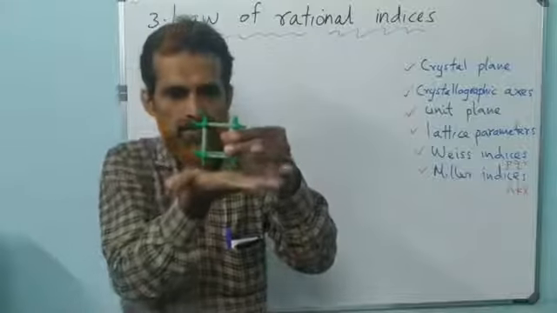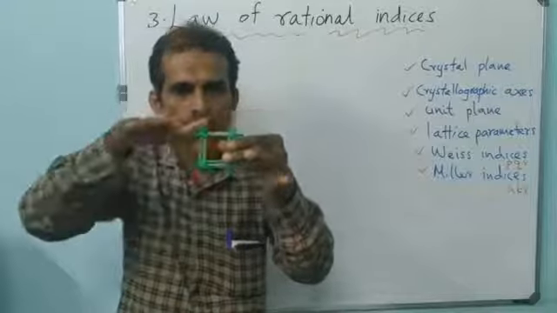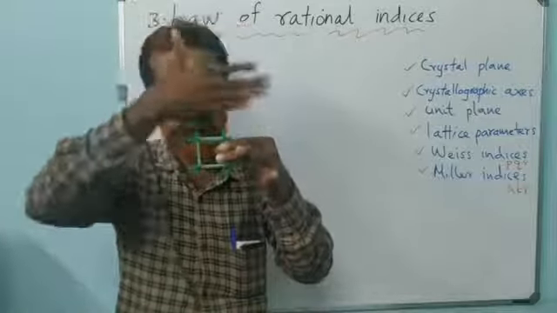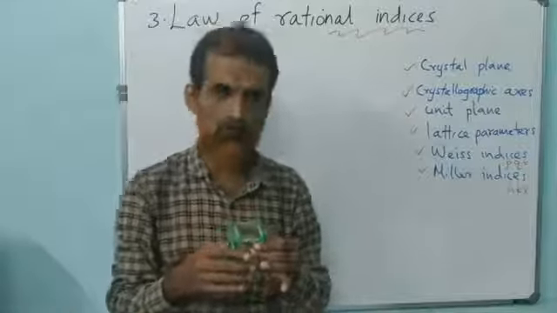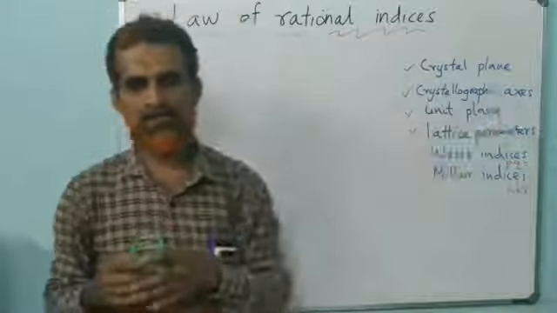Let me take another. See, one is this plane I am considering, and this is a parallel plane. It can go like that. I can take this plane parallel to this. There can be a number of planes. Many different planes are possible. Now, next term is crystallographic axis.